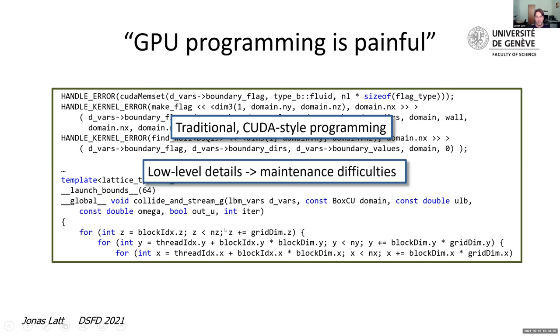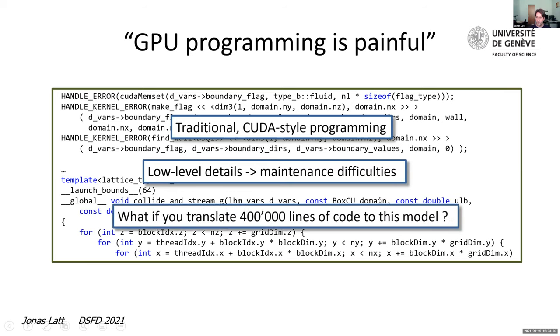What I hear is that CUDA programming is not difficult per se. It's something people can do. But because of the technicalities of the code, you find that other researchers in your lab are not willing to take the code over and use it themselves. And then you have a maintenance problem. When you have a code like Palabos, which has 400,000 lines of code, this is not an ideal model.